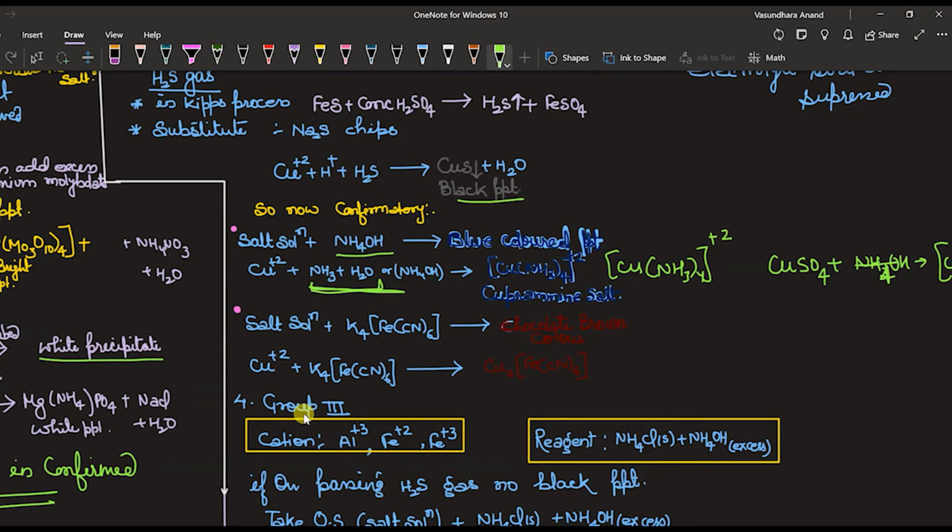Did you get that? Next test, next part, what we will do: we'll take the other part of the salt. Here we have divided it into 2 salt samples. And then in the other part, we will add K4[Fe(CN)6] and we'll get a chocolate brown color. The formula will be Cu2[Fe(CN)6], copper hexacyanoferrate 2. Okay, so this is the ferrate.